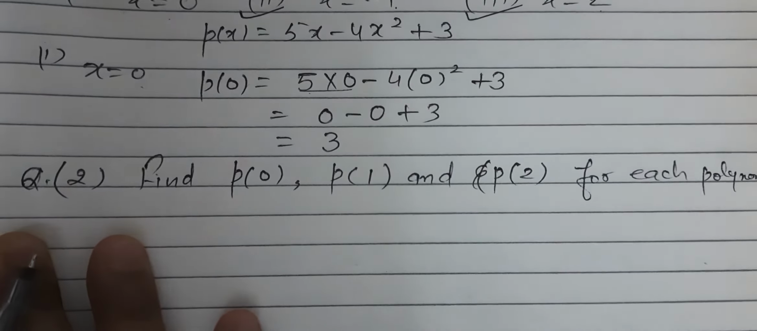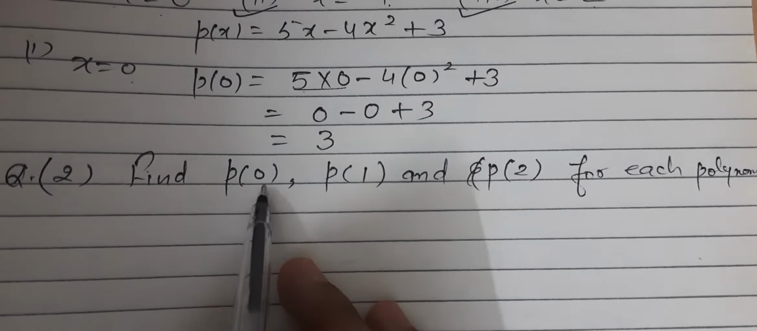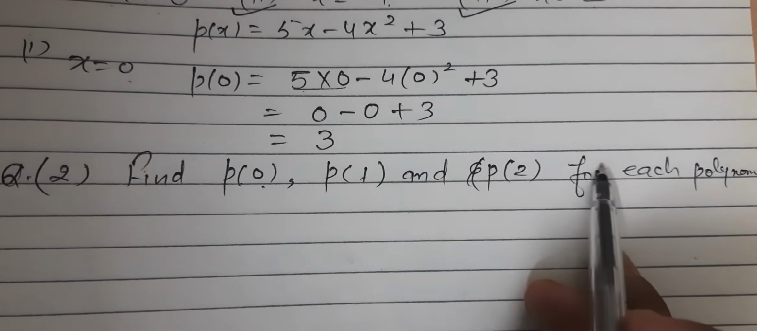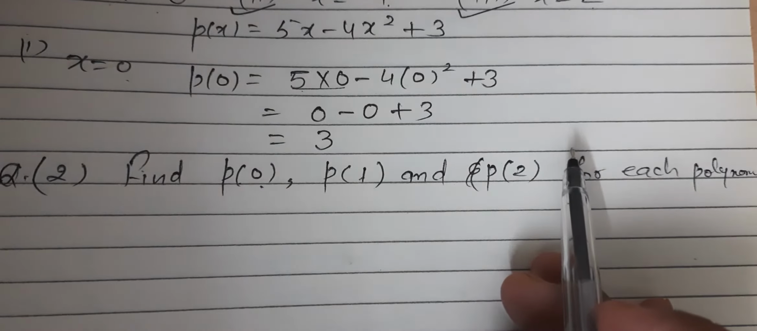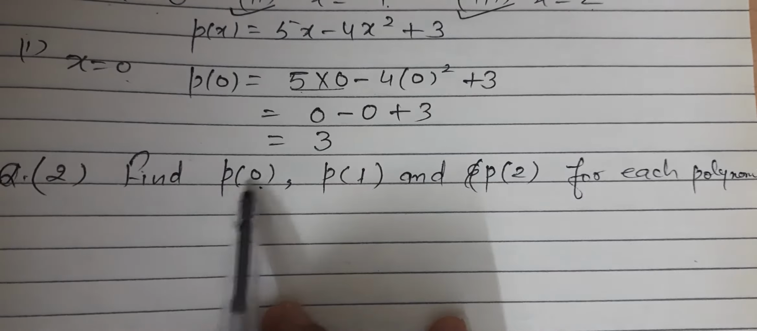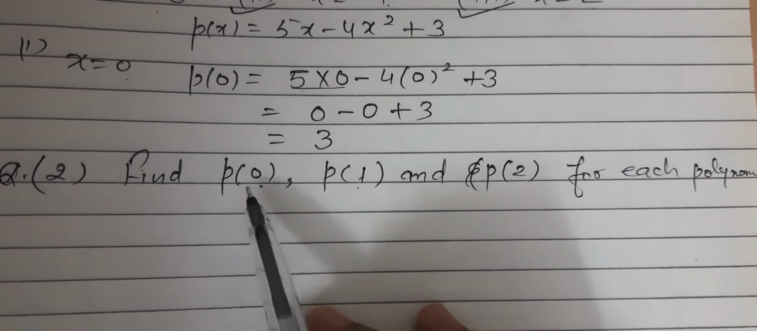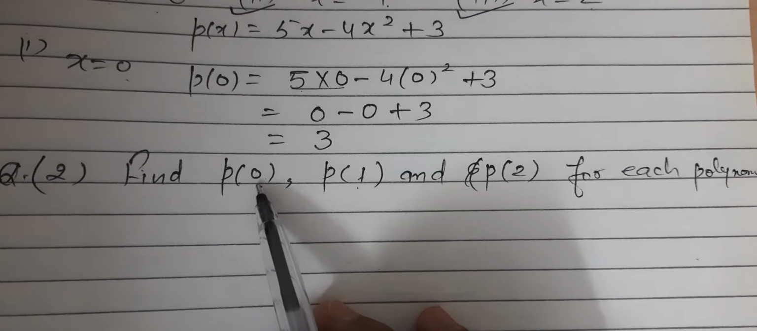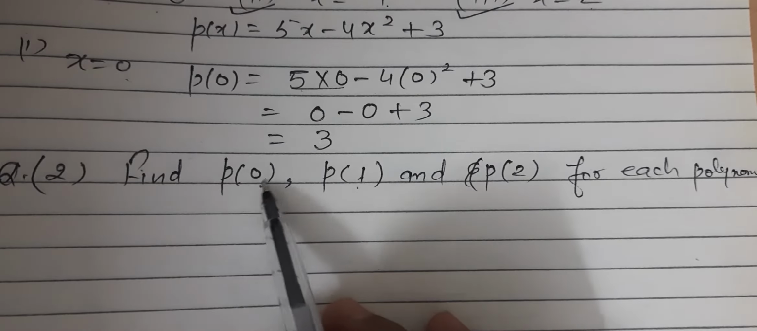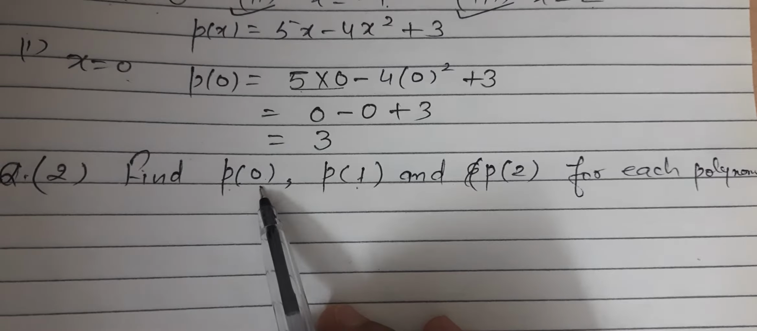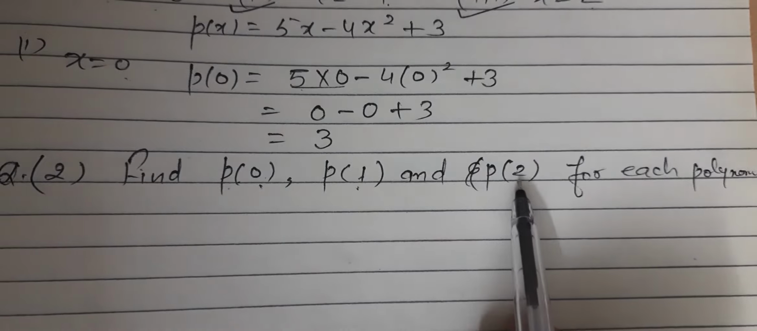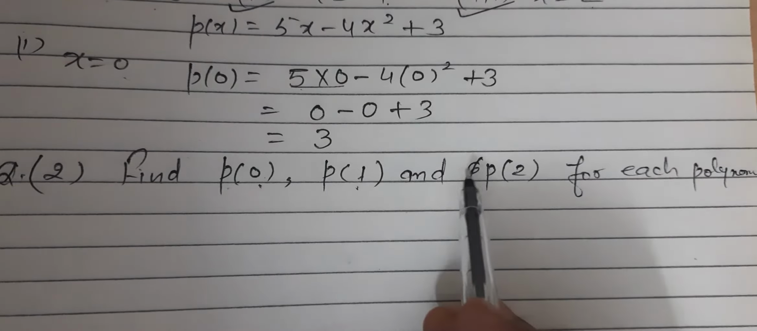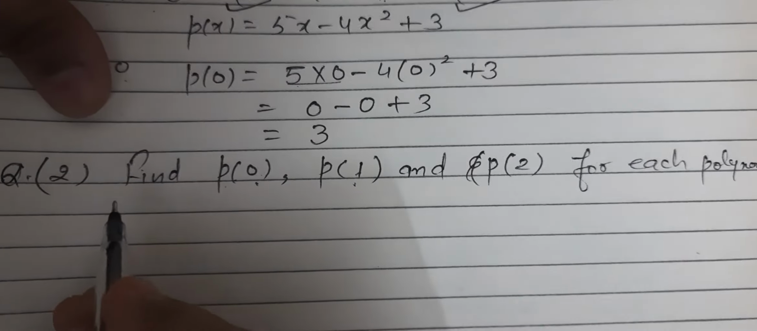Now the next question is: find p0, p1 and p2 for each polynomial. It means we are given 4 polynomials and in each polynomial we have to find p0, p1 and p2. How to find p0? By putting the variable equal to 0 we will get p0. Then by putting x equals 1 and x equals 2 we will get these values. So let us start with the first one.